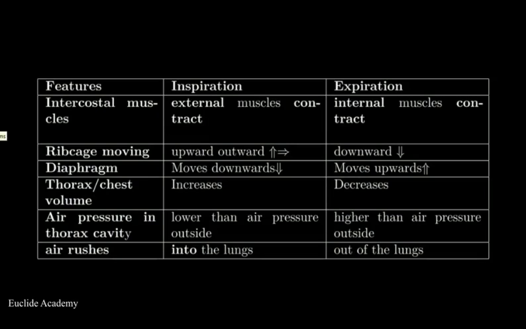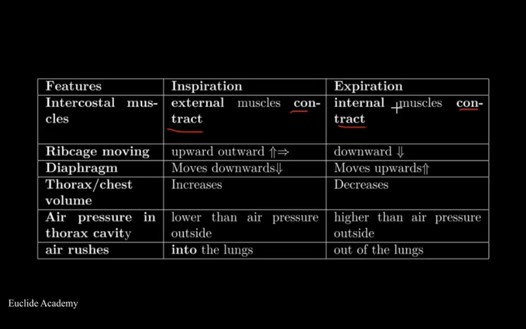So now let us compare the features of inspiration and expiration, also known as inhalation and exhalation. We've talked about the intercostal muscles, also known as the rib muscles. What happens when we are breathing in? If you remember, they contract, and when you're breathing out, the internal intercostal muscles contract, whereas the external intercostal muscles relax.